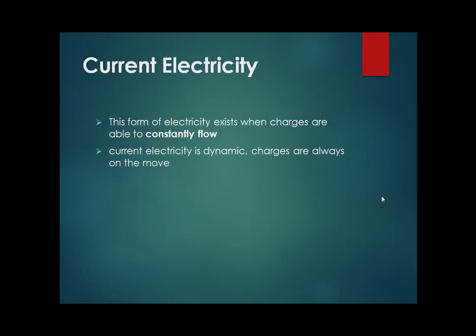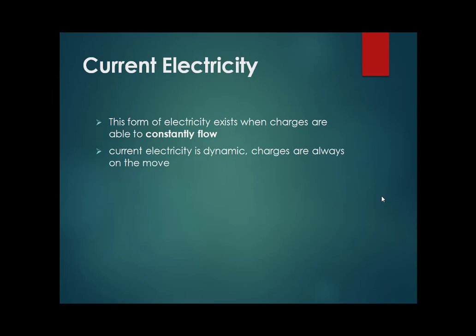Current electricity. This form of electricity exists when charges are able to constantly flow. We know that the flow of electrons is named current, like electric current. So in current electricity, the main thing is that electrons flow from one point to another. In technical words, electrons flow from higher potential to lower potential. It creates electric current.